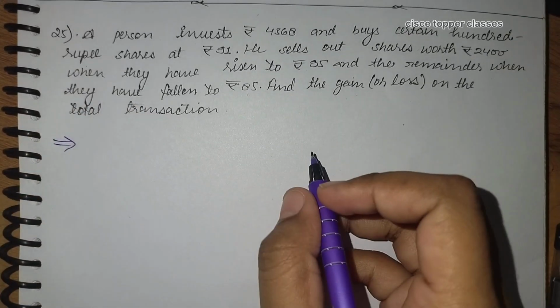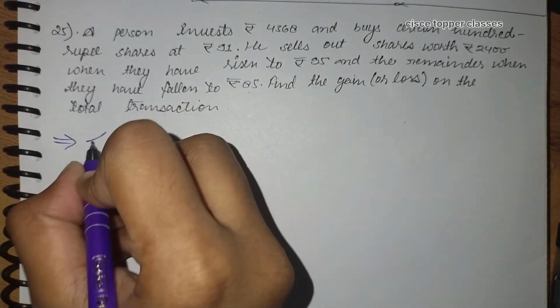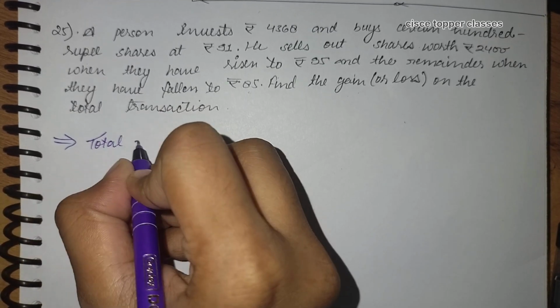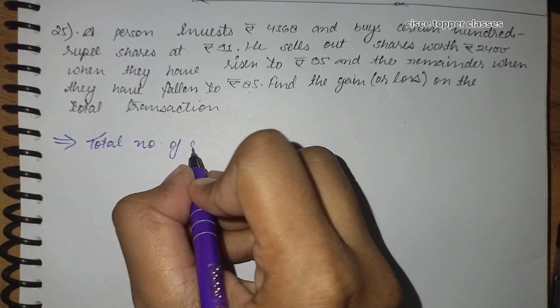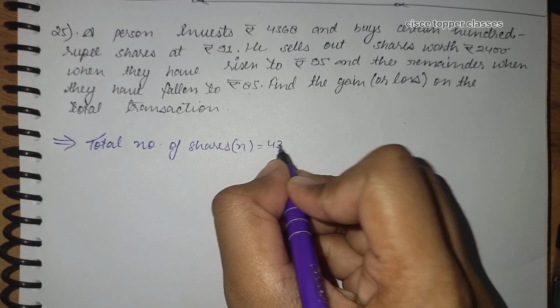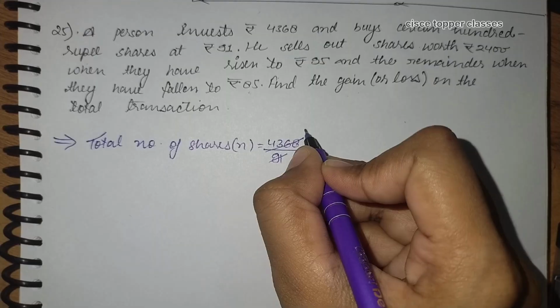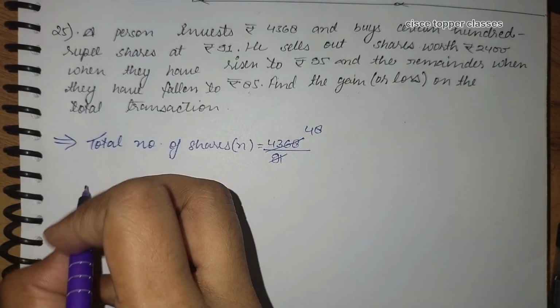To find the gain or loss, firstly we will find the total number of shares. Let the total number of shares be n, which is equal to 4368, total investment, divided by investment in one share. This will cancel out and here we will get 48.